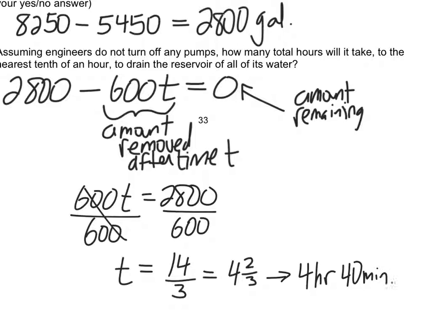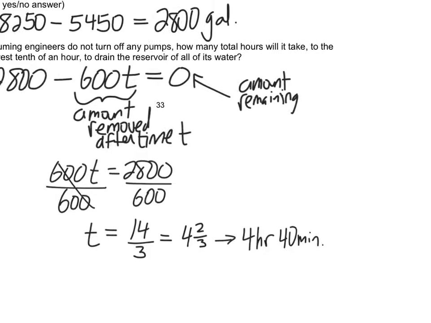Wait, could you do it by subtracting? If you just subtracted 600, would it be the same? Yeah, subtract 2,800, but then you divide by negative 600. The two negatives go to positive. It says 16 and 2/3 hours anyway.